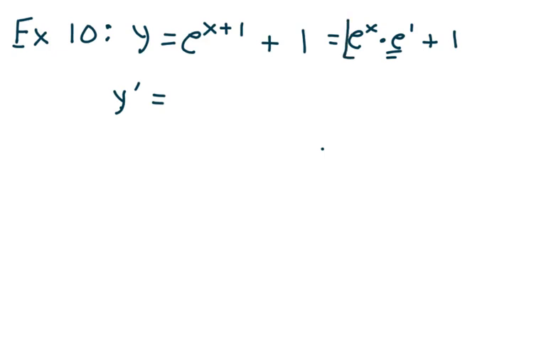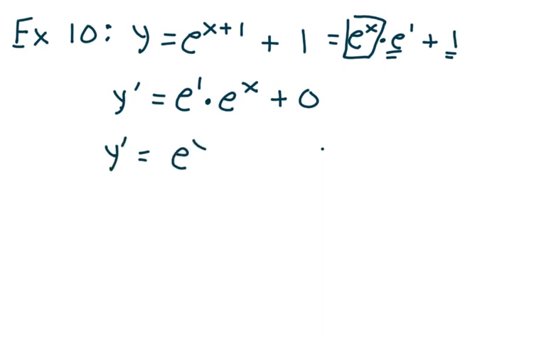But remember that we know the derivative of e^x. The derivative of e^x is e^x. So I'm going to write this as e^1 times e^x. And then the derivative of a constant is 0. So I'm going to write plus 0. But if we simplify this, y' is going to be e^(x+1), and that's it.